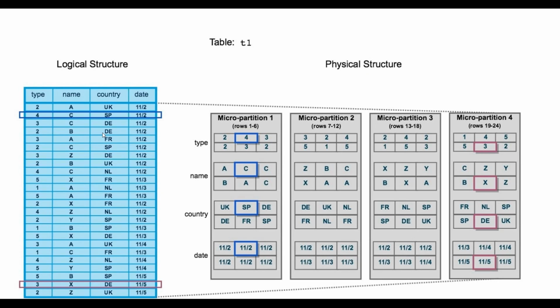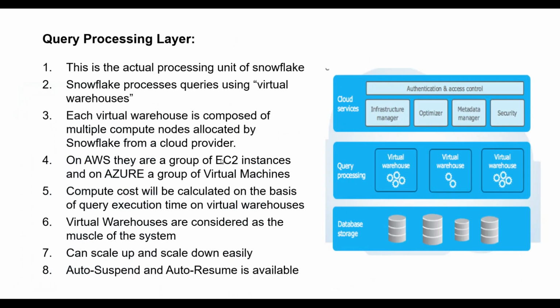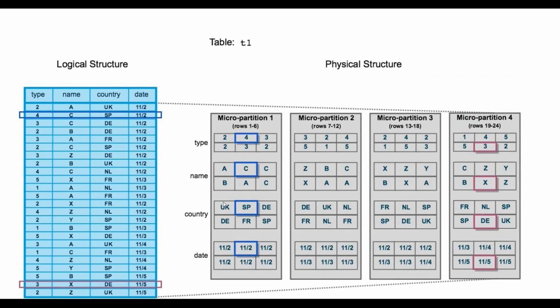If you see a particular record, here it contains 6 rows. Suppose you see 2a uk 11 by 2. You observe my mouse. So this is one column. And if you see 4c sp 11 by 2, so this is one row again. Even though the logical structure is row oriented, whenever you select the data from these micro partitions, you just select star from this table, it will display like this only. But internally it will be organized in this columnar format.